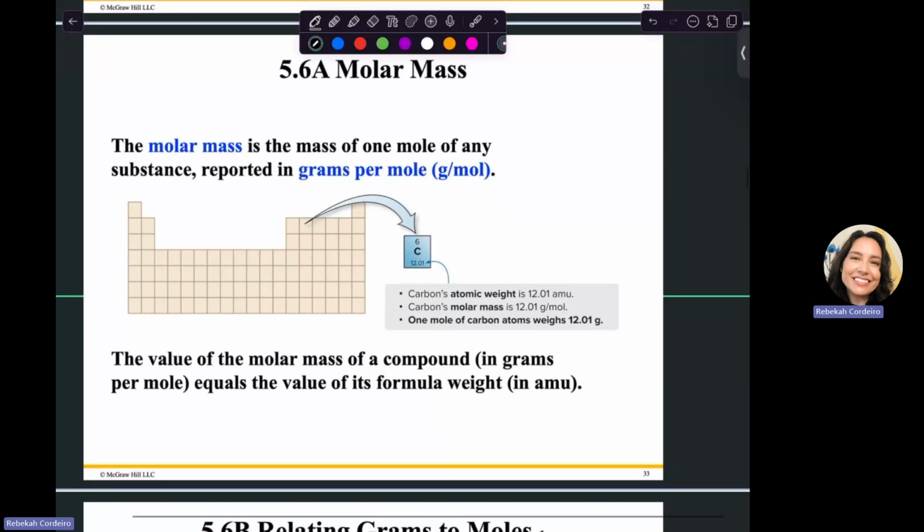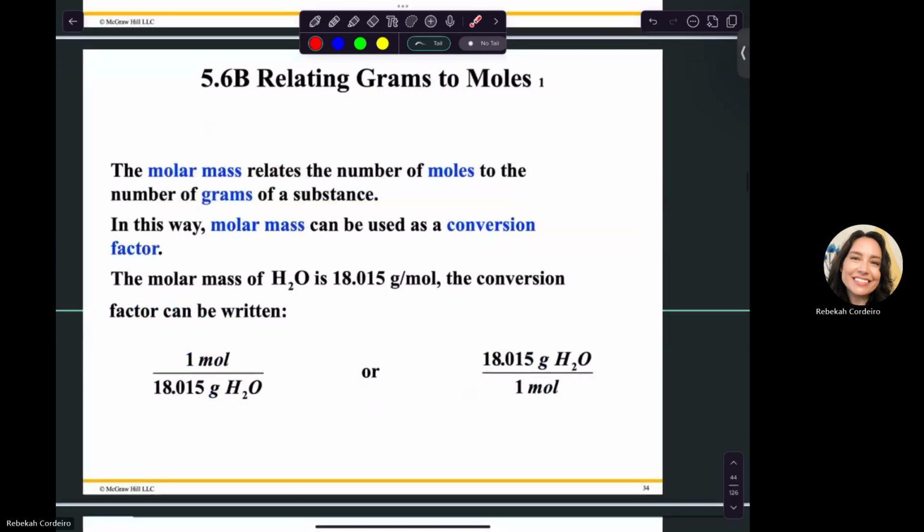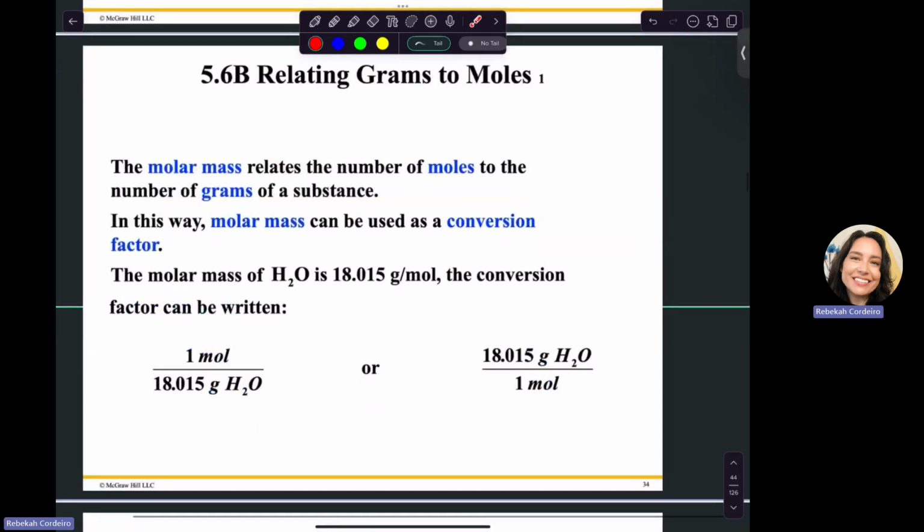For example, if we have 12.01 gram per mole, we can say 1 mole of carbon is equal to 12.01 gram of carbon. And if we have an equality, we can then turn it into a conversion factor. So if the molar mass of water is this, we can write it in these two ways. We can put moles on the top and grams on the bottom and vice versa.